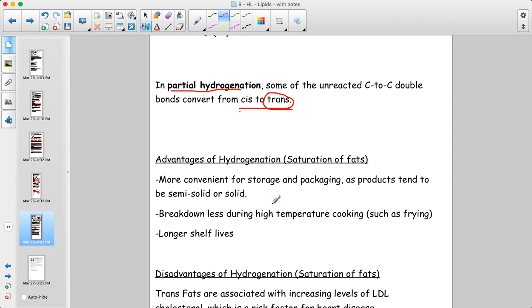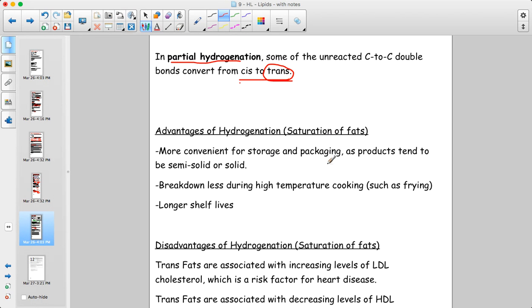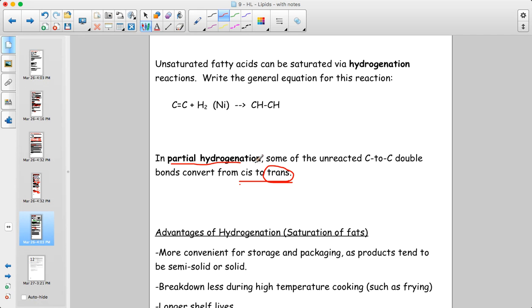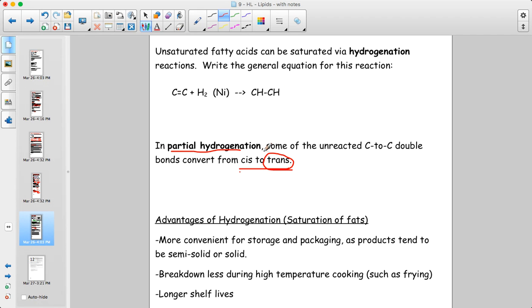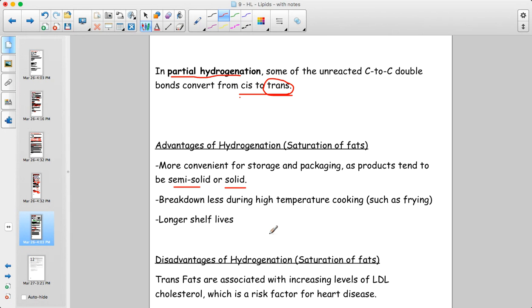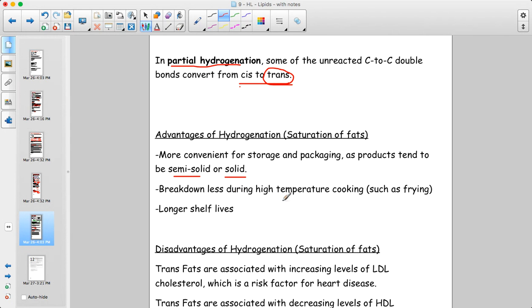There are advantages to hydrogenation, or the saturation of fats. It's more convenient for storage and packaging because when you make things more saturated, you give them better London forces, you give them higher melting points. So they tend to be semi-solids or solids, which is why they're more convenient for storage and packaging. They also break down less during high temperature cooking, and they have longer shelf lives. That has to do with double bonds being more reactive, and therefore single bonds tend to be more stable.